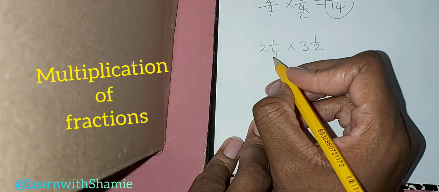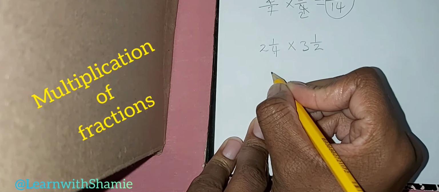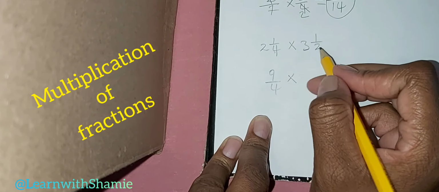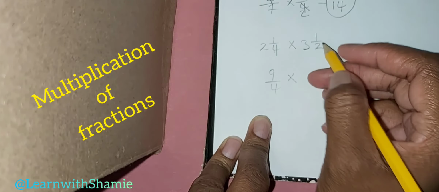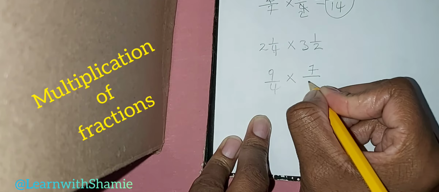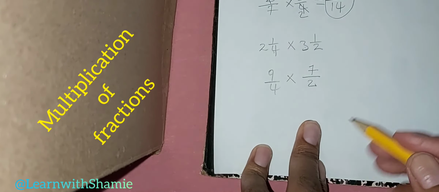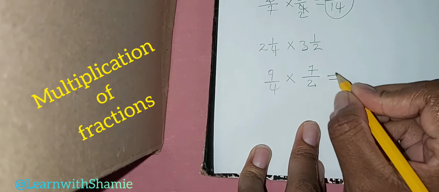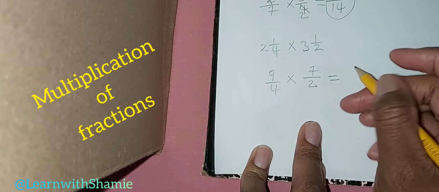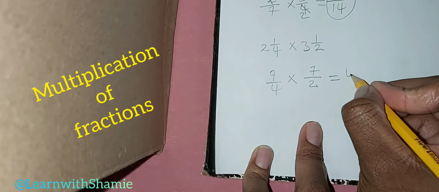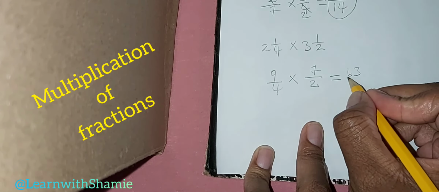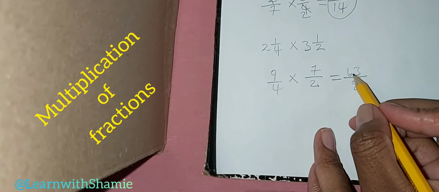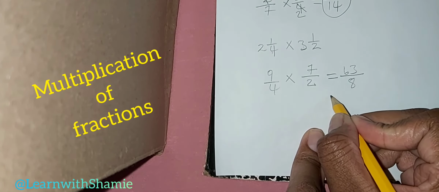So 4 2s is 8 plus 1 is 9, so it's 9 over 4 multiplied by 3 2s is 6 and 1 is 7, 7 over 2. So there's nothing to cross reduce, so we multiply. 7 times 9 is 63 over 2 4s 8. So we're going to reduce that to its lowest term.